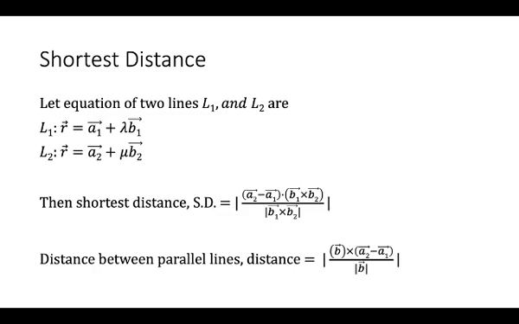Now distance between parallel lines. If two lines are parallel, then the direction vector is the same and it is vector b. Then distance between lines is magnitude of vector b cross (vector a2 minus a1) upon magnitude of vector b. Dear students, please note that distance is always positive.